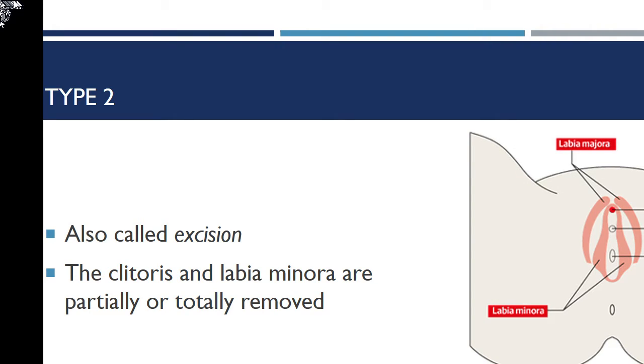So the second type of female genital cutting is called excision. This type is where the clitoris and labia minora are partially or totally removed. It can also include the excision of the labia majora as well, but it doesn't necessarily have to.